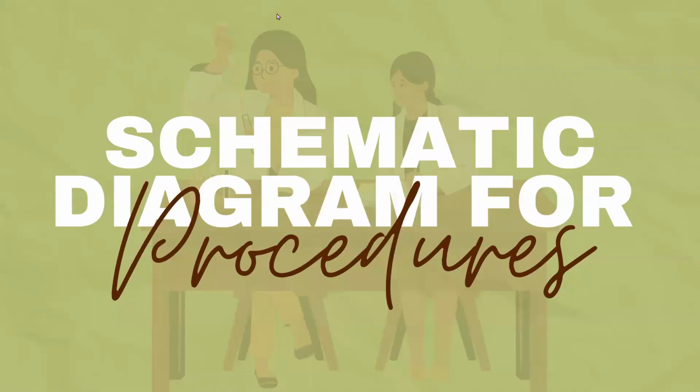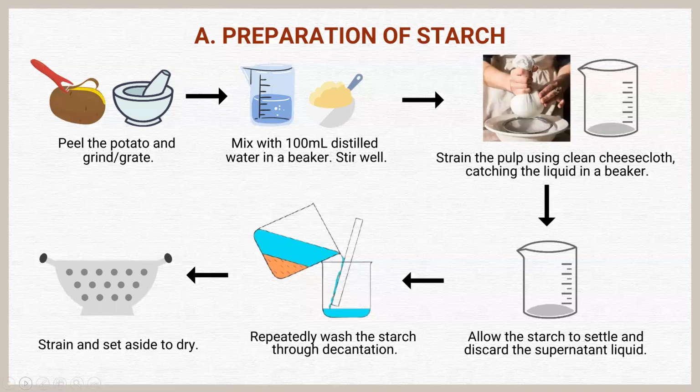And now let's proceed to the schematic diagram for each procedure in this laboratory activity. So for the first procedure, which is the preparation of starch, the first thing we need to do is to peel the potato after washing it and choose either to grind or grate it. Afterwards, mix it with 100 ml of distilled water in a beaker and stir it thoroughly. Next is to strain the pulp using a clean cheesecloth while catching the liquid in a beaker, and allow the starch to settle and discard the supernatant liquid. And lastly, wash the starch using the decantation method, then strain it and set aside to dry.